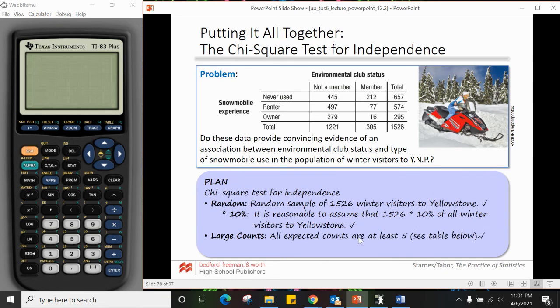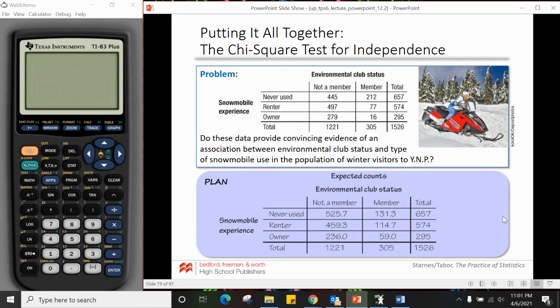So our plan is we're going to do a chi-square test for independence, and then random sample, good there, 10%. It's reasonable to assume that 1,526 is less than 10% of all winter visitors to Yellowstone. And then large counts, we are going to have to do those. But remember, large counts would be 657 times 1221 divided by 1526, and that number would go in this box right here. If you did all of them and they're all greater than 5, then we're good to go. So, voila, they are all bigger than 5, so we are good to proceed.